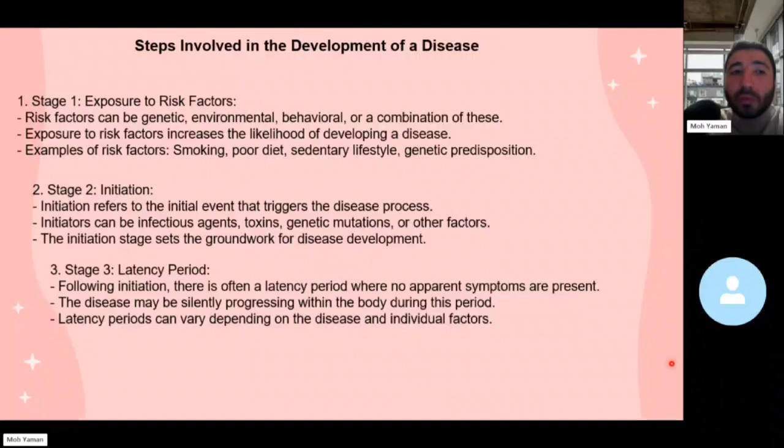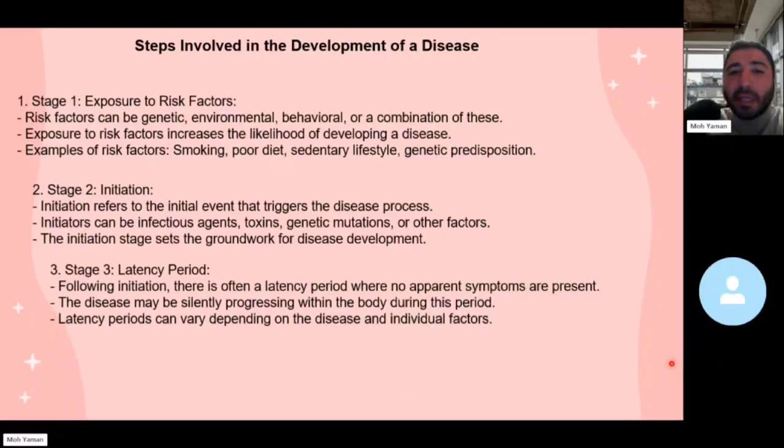Stage number 2 is the initiation. It's the initial event that triggers the disease process. And we spoke about the process, yes: inflammation, allergy, hypoxia, whatever. Stage number 3, latency period.